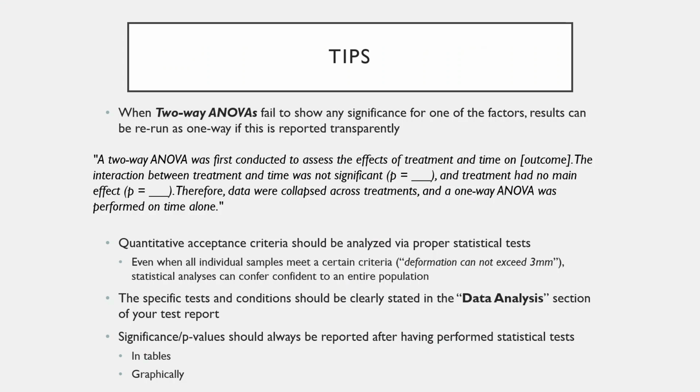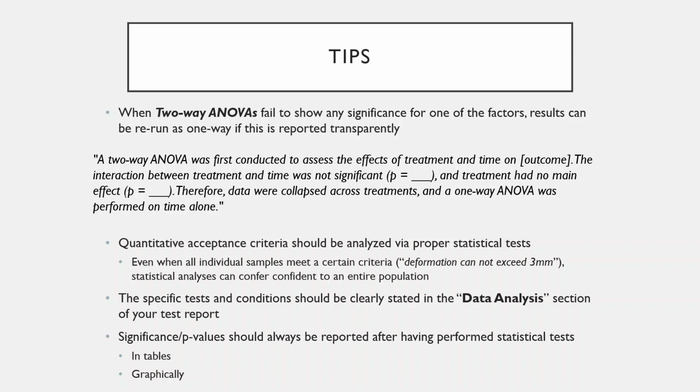So now lastly, I'll close out just by going over some general tips on maybe how you should report some of these. You very often might have to do a two-way ANOVA to see what large differences there are against complex groups with multiple sub-batches. If you fail to see any significance, let's say between batches, you can rerun the results as a one-way ANOVA as long as you report some of those transparently.